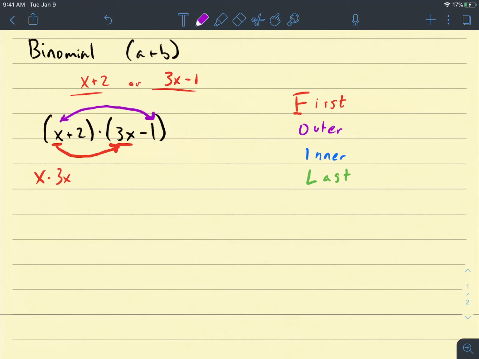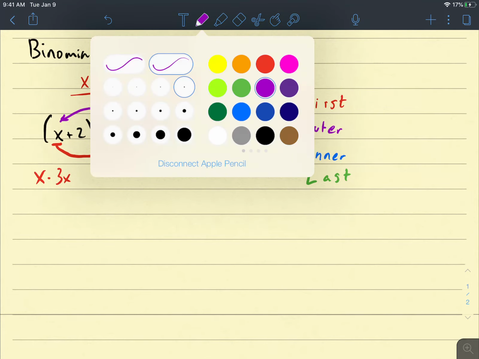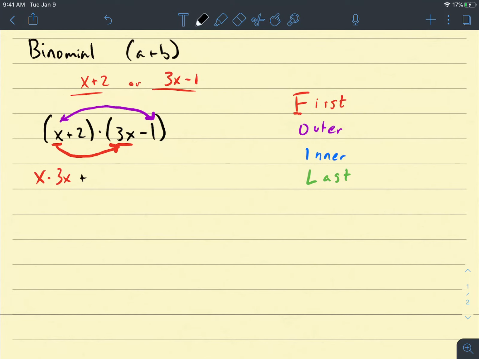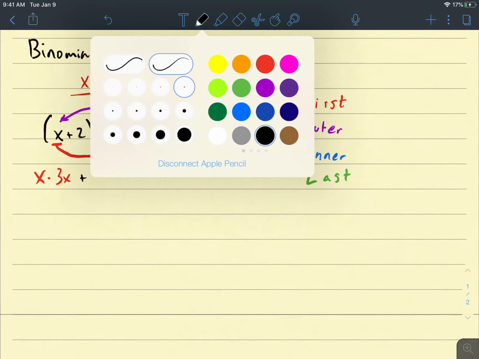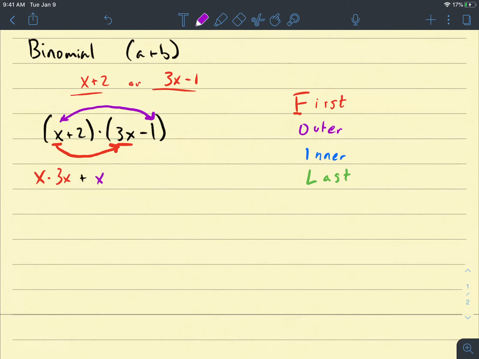That's going to be, and you're always going to separate these with a plus sign. Plus. All right. And you're going to have this as x times, and so you see how this has a negative? Normally we'd put the negative, but we're going to put this in parentheses here. Negative. All right. Those are the outer ones.